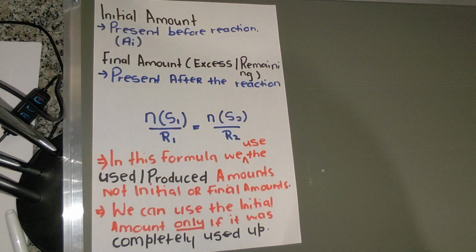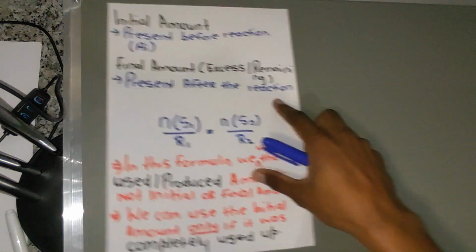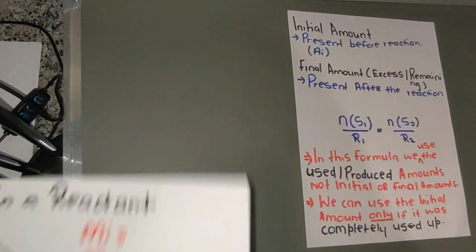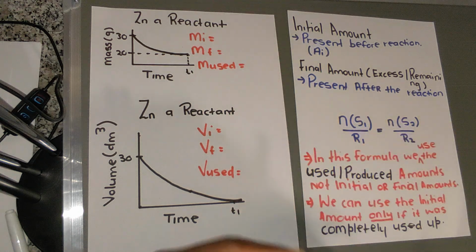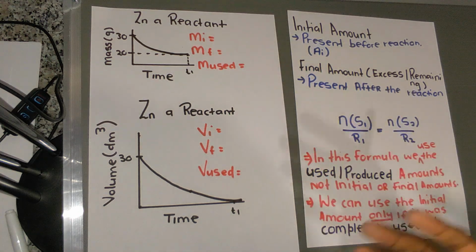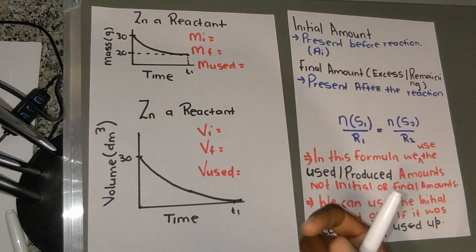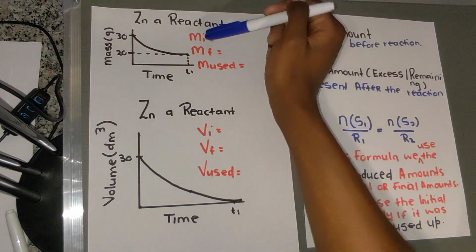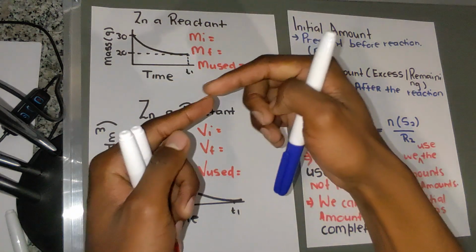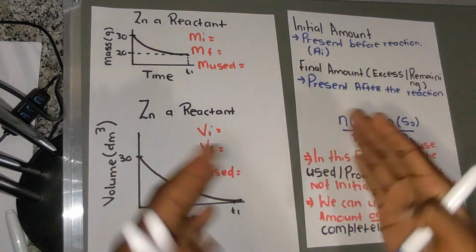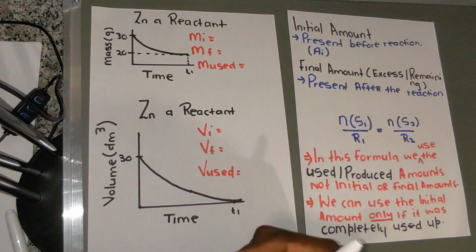So I'm going to proceed. I want to explain what I'm saying here. I'm going to put this just on the side. Now I want us to identify the initial amount, the final amount, and the amount that we're going to use in stoichiometry. Remember, I said we don't really care about the initial or final in doing our stoichiometric calculations where we compare using ratios. We want to use the used amount or the produced amount.